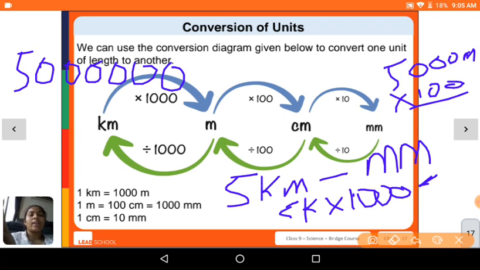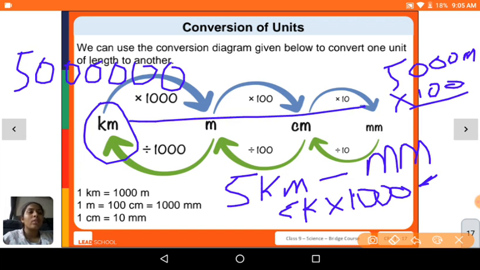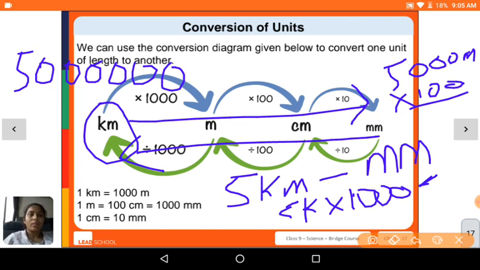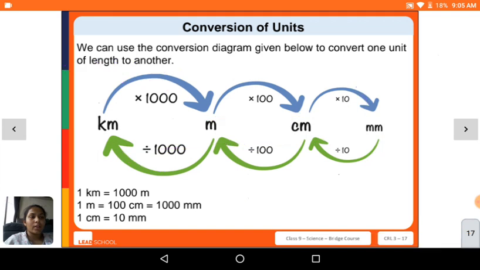Likewise, vice versa, if we want to convert mm into centimeter, we divide it by 10. If we convert centimeter to meter, we divide it by 100. If we want to convert meter into kilometer, then we divide it by 1000. So from larger unit to smaller unit, we multiply, and from smaller unit to larger unit, we divide.